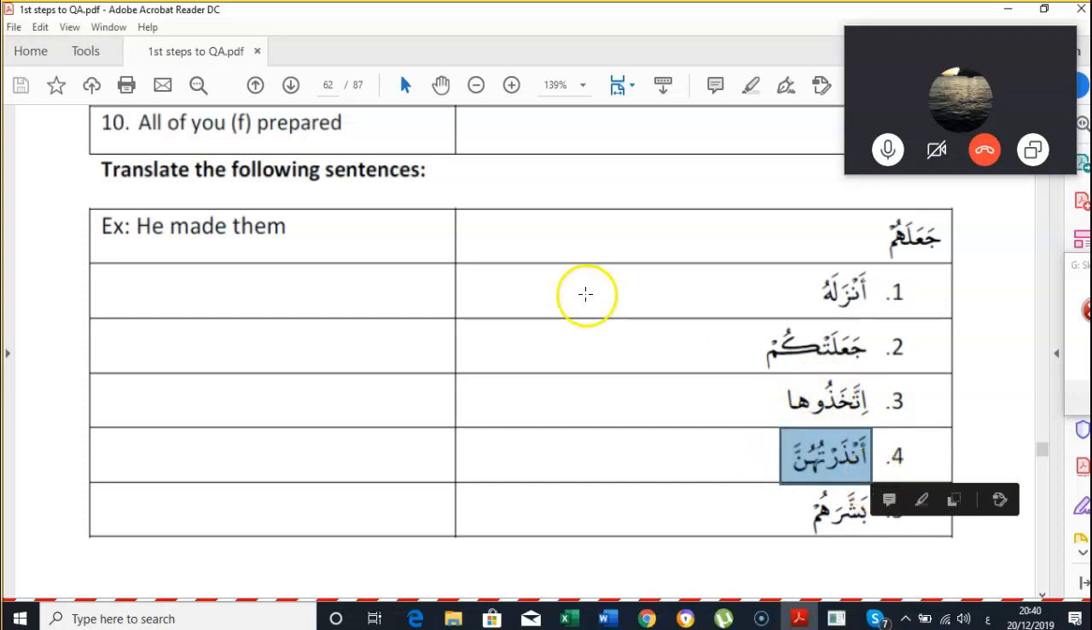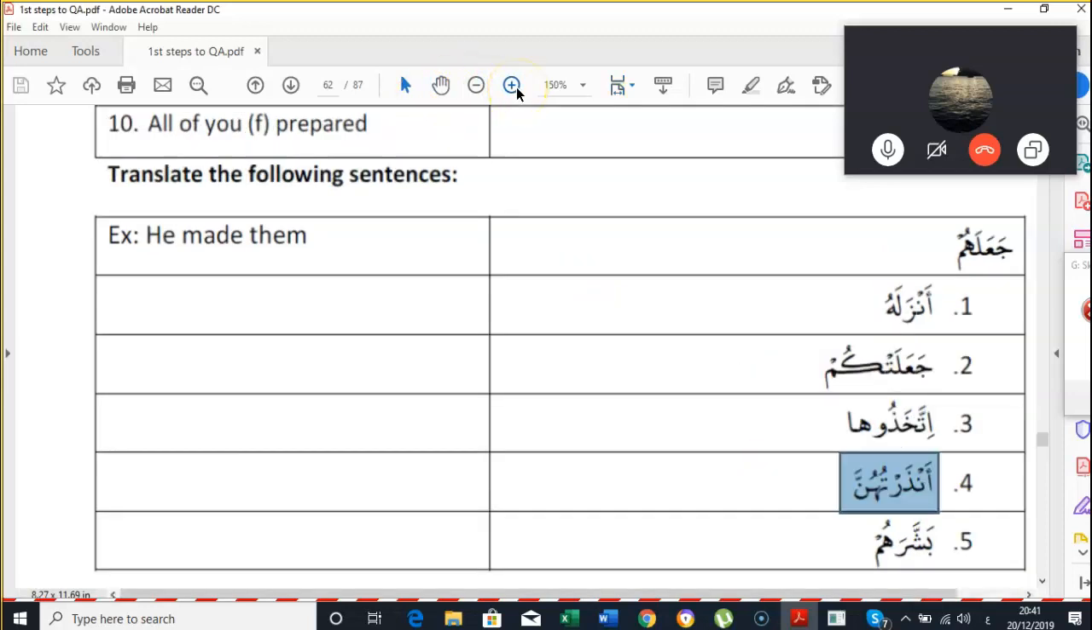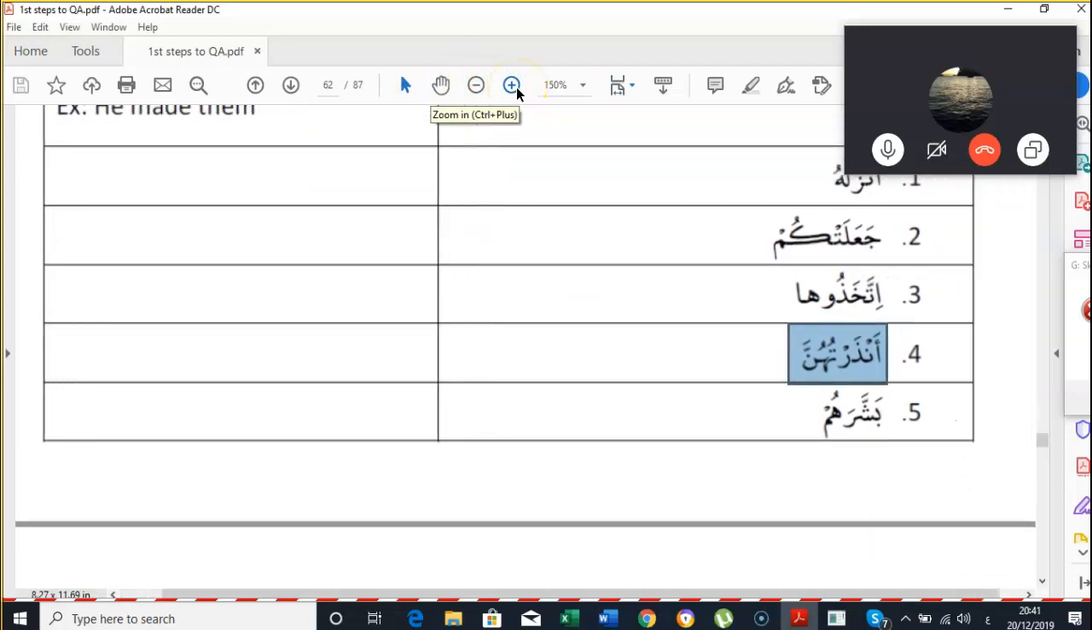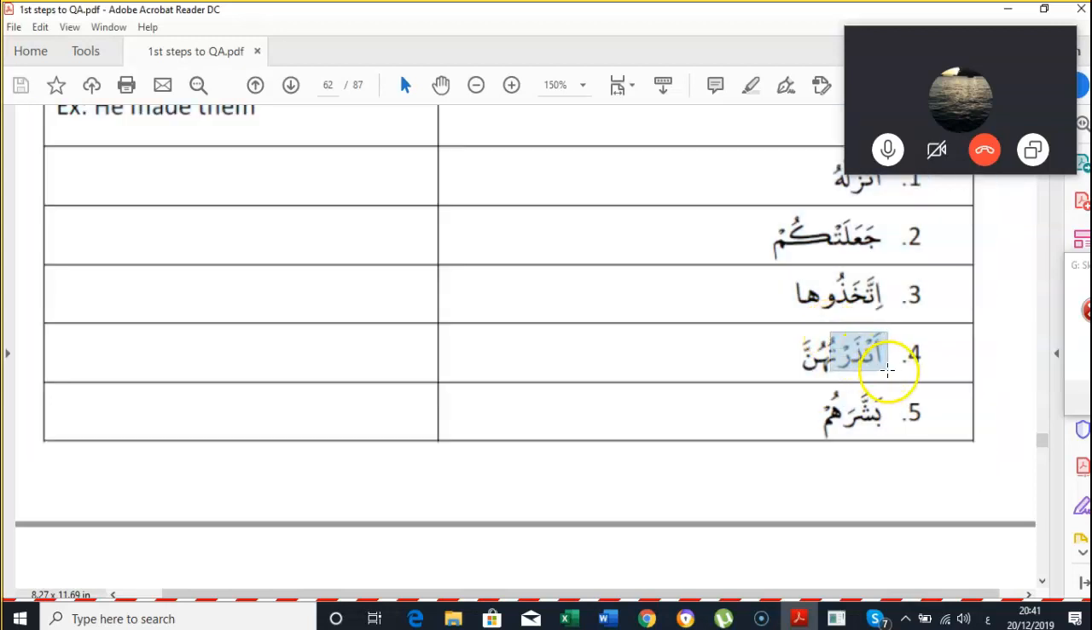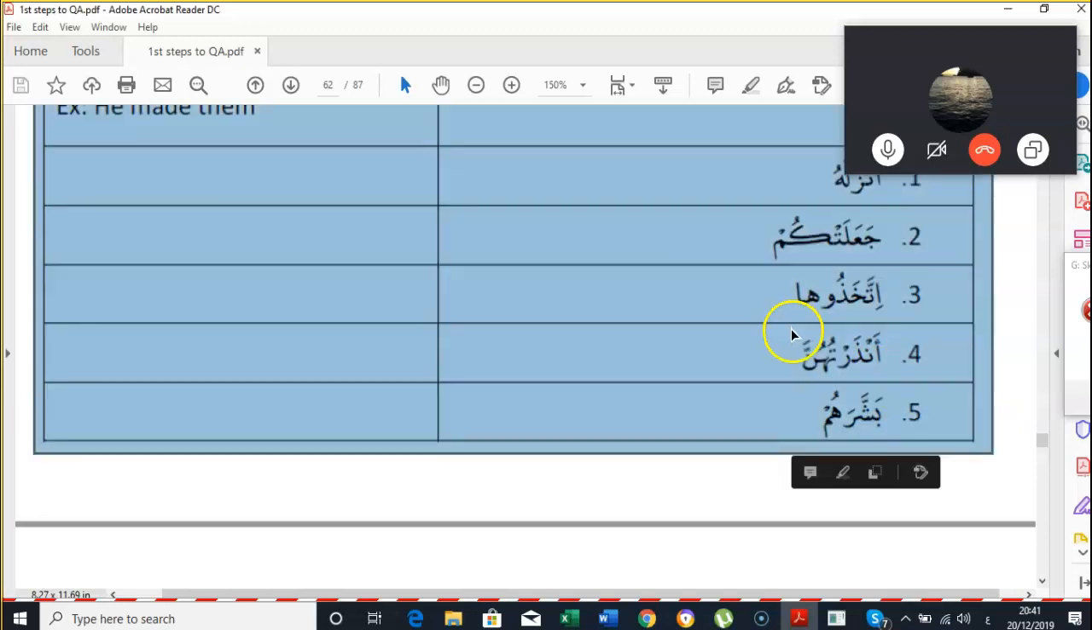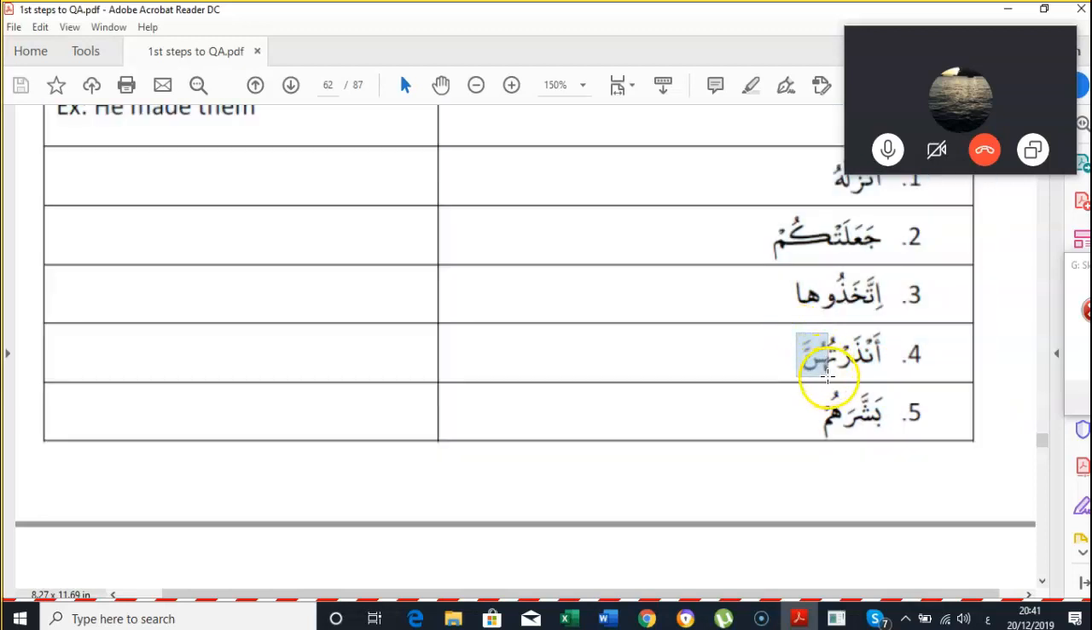Okay. أنذرتهن. And then we look at أنذرت. The pronoun is I. Very good. So anzartu means to warn. So I warn them. I warn all of them. Them, females. Them, women. So I warn those women.